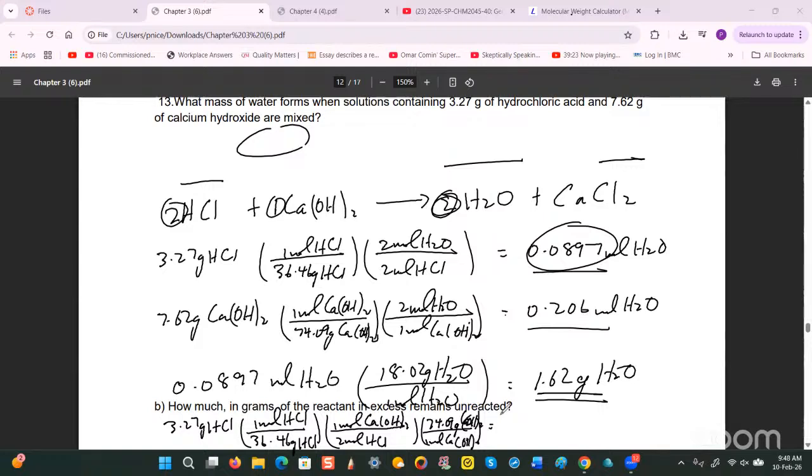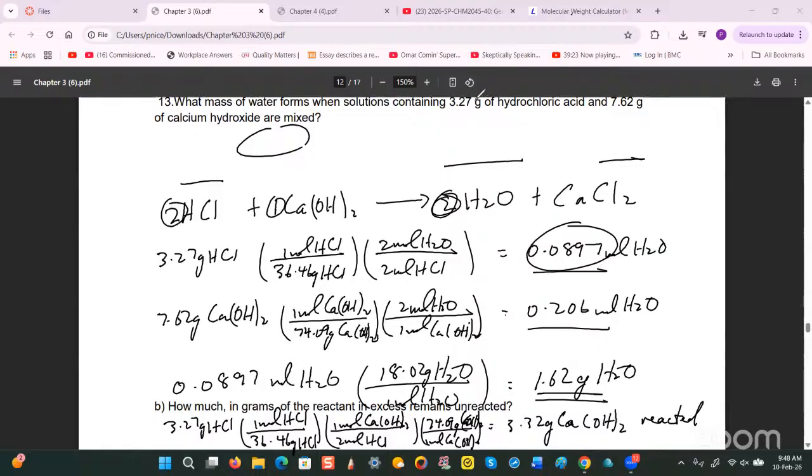3.27 divided by 36.46 divided by 2 times 74.09. And according to my calculation, this works out to be 3.32 grams. Okay, so please note that this 3.32 grams of calcium hydroxide is the amount of calcium hydroxide that reacted, right? What the question is asking for is the amount of calcium hydroxide that remains, right? So how do we do that?